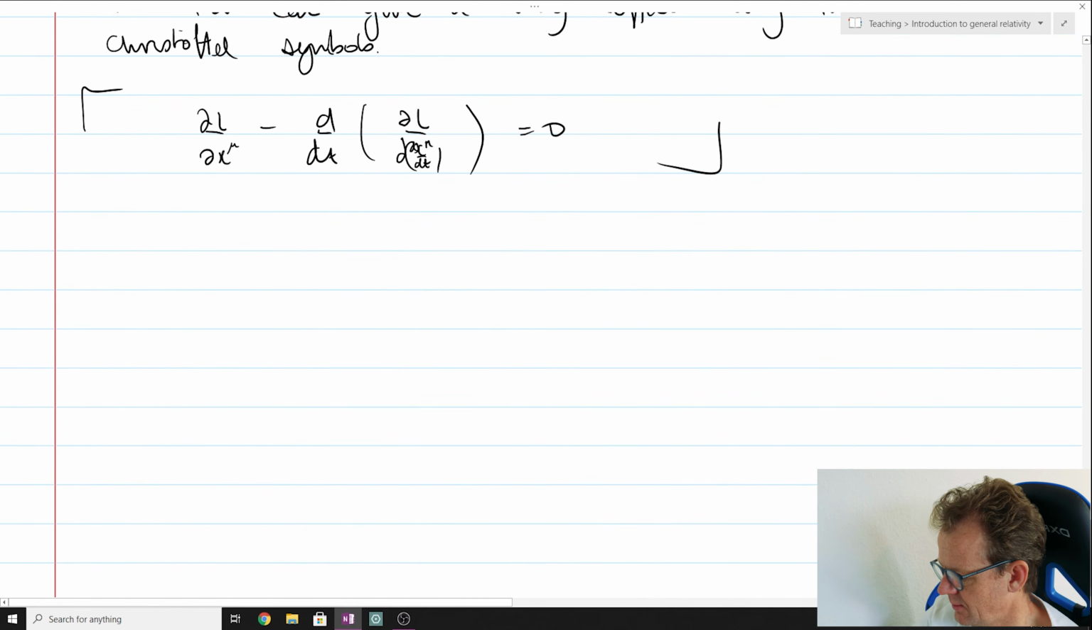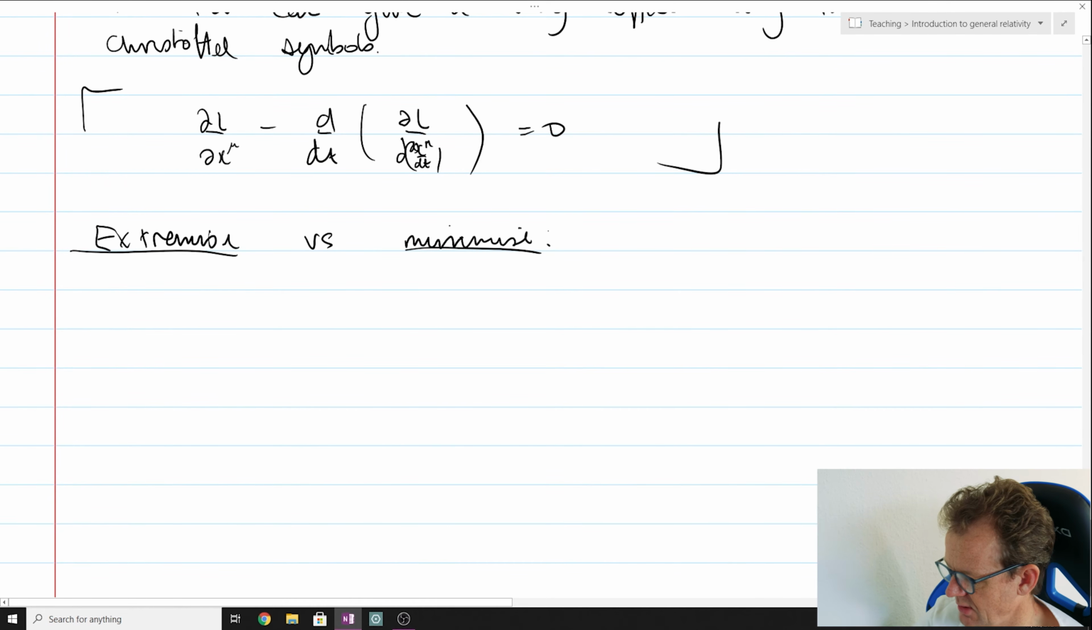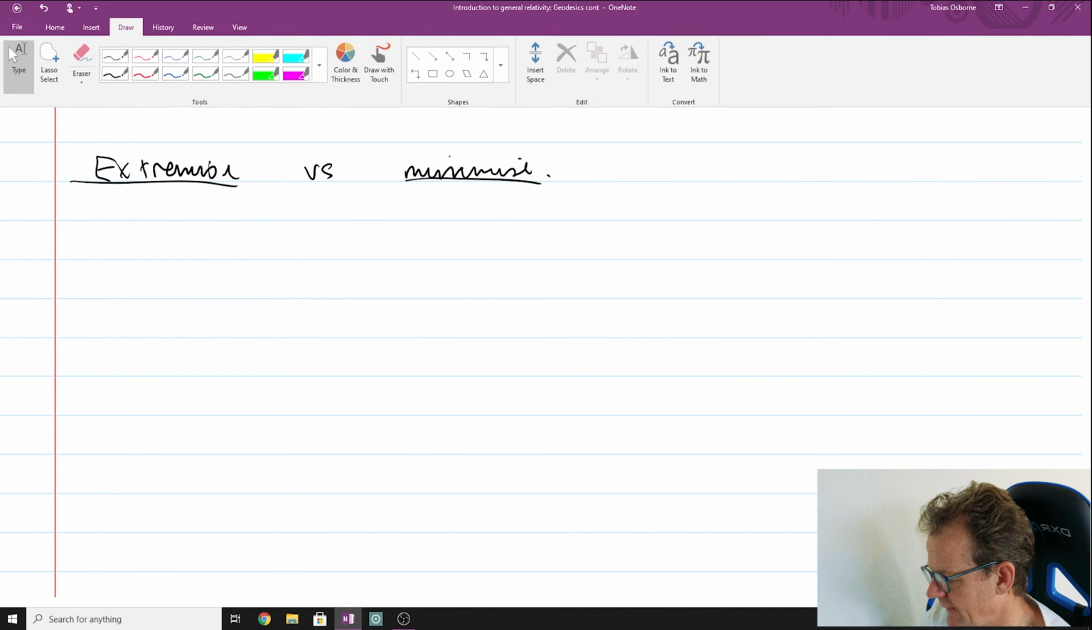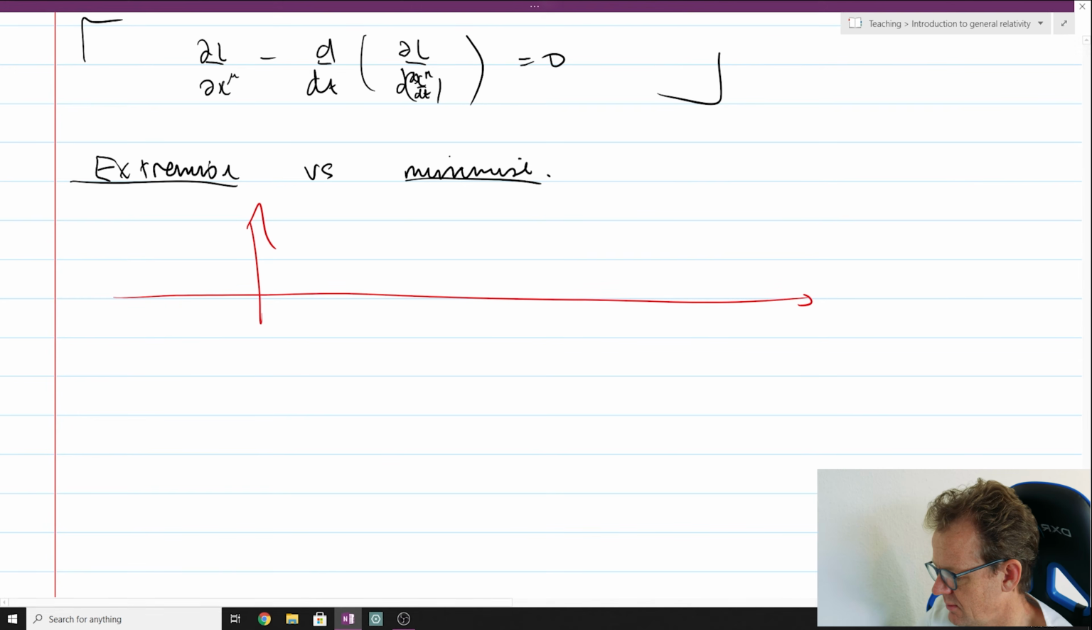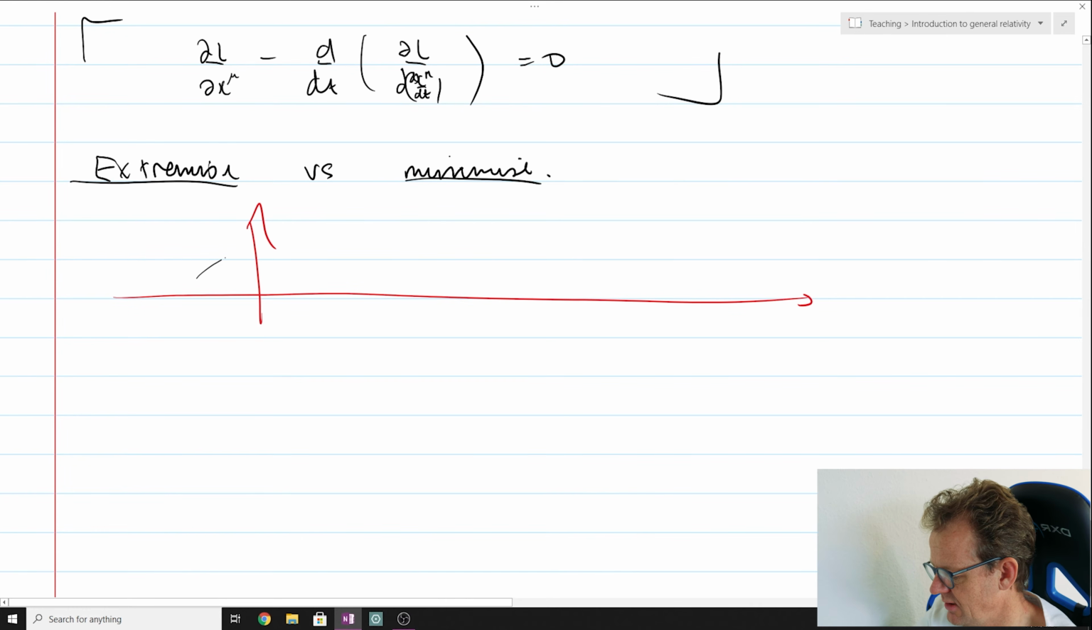Now I want to talk about the word extremize versus minimize. Extremize is a really important difference versus minimize. Extremizing sounds like minimizing, but it's very different. Even in one-dimensional function minimization, you should see the difference.